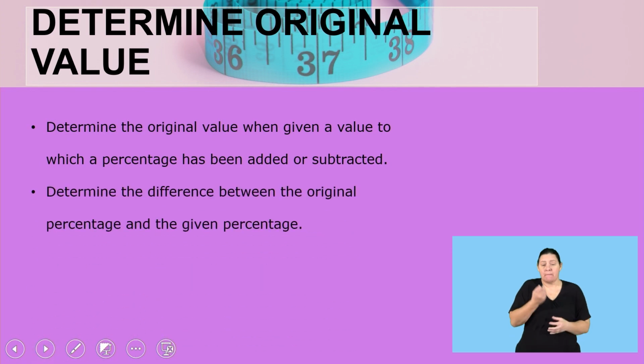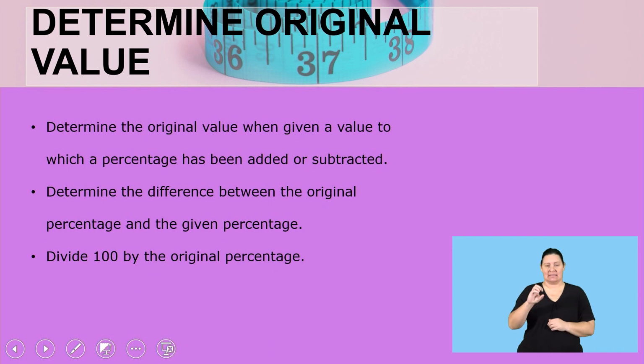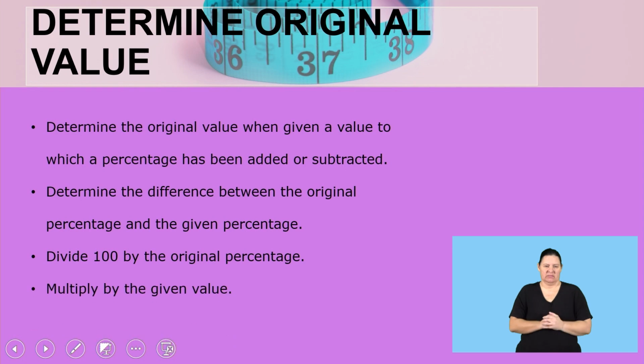To determine the value, we get the difference between the original percentage and the given percentage. After determining the difference, we are going to divide 100 by the original percentage. Let us have a look at the examples, because at the end, you need to multiply your answer by the given value.